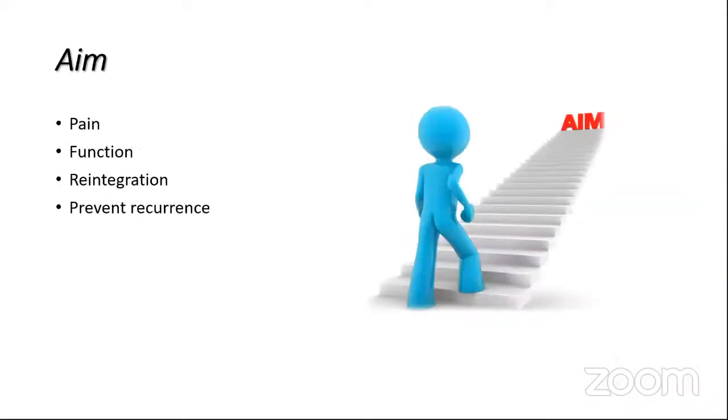Okay, so as a physio, what is our aim? The first aim is to reduce pain. Okay, when a patient comes to you, he always complains to you about pain, so you have to cure their pain. The second thing is to improve their function, to reintegrate them to the ADL activities, that is activities of daily living. And the last one is to prevent the recurrence of low back pain.